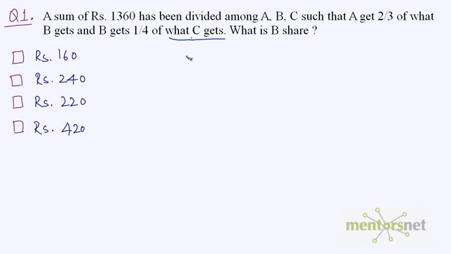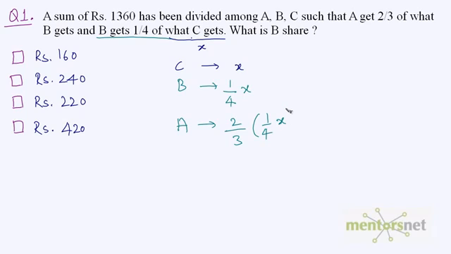Let us consider that C gets X rupees from the total of 1360. It is written that B gets 1/4 of what C gets, so B gets 1/4 of X. A gets 2/3 of what B gets, so A gets 2/3 of 1/4 of X. 2 2s are 4, so we have 1/6 of X.